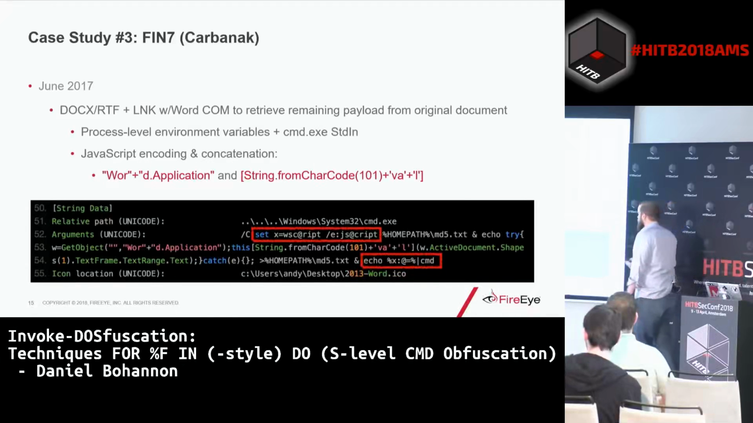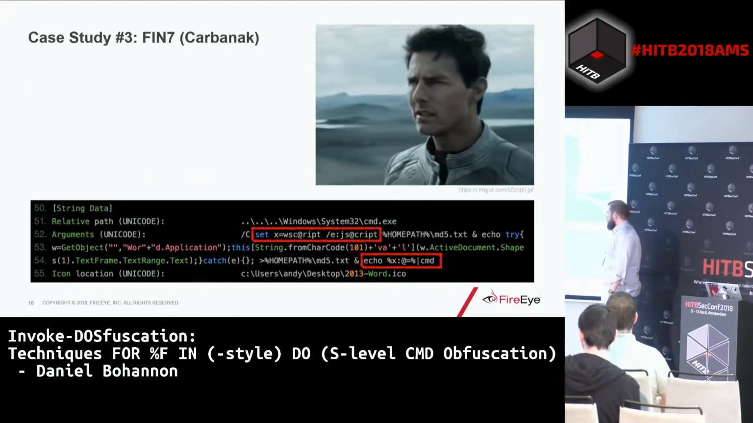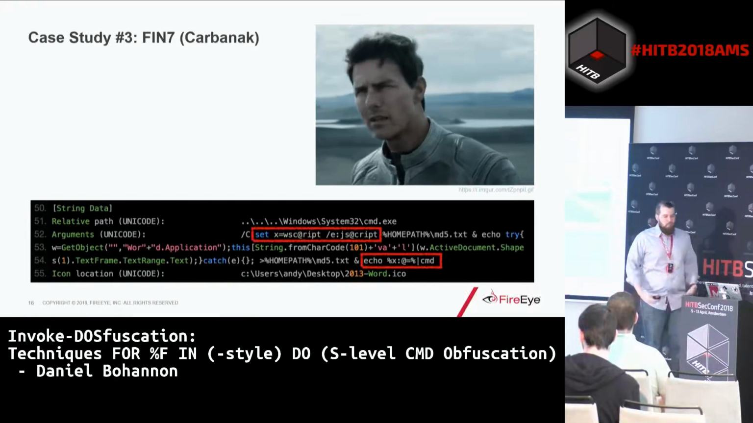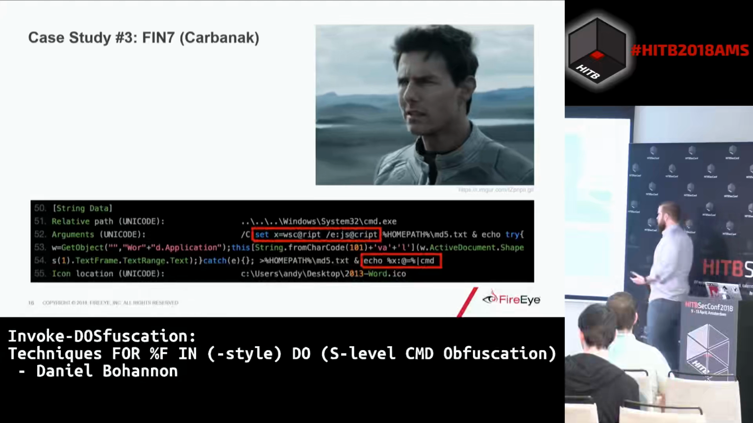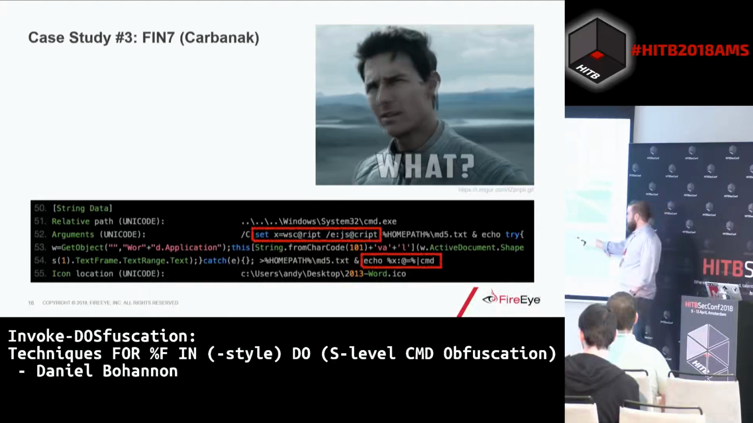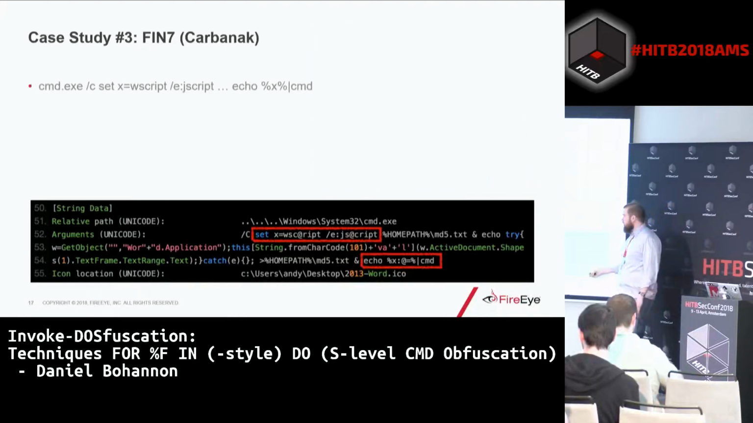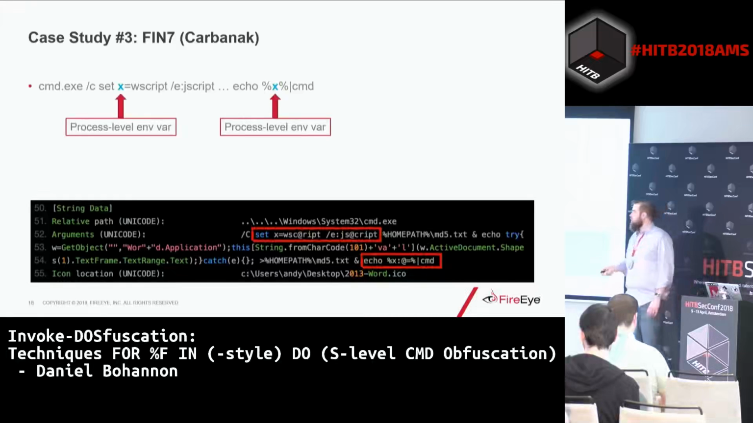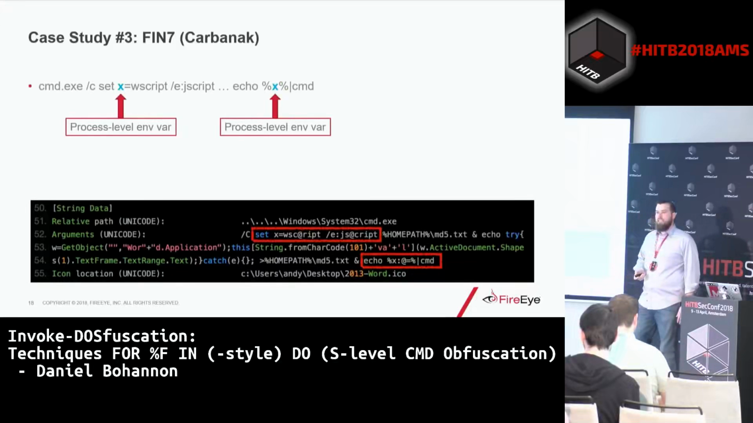But what I want you to notice here is these 2 red boxes. And when I saw this, it didn't make any sense. I was really confused, primarily because of these 2 @ signs in the wscript and jscript. So let's look at it up here. The essence of the command is we have cmd /c. We're setting this wscript command into process-level environment variable X.